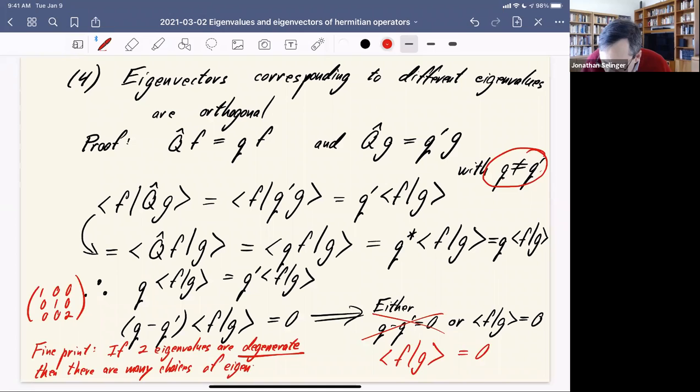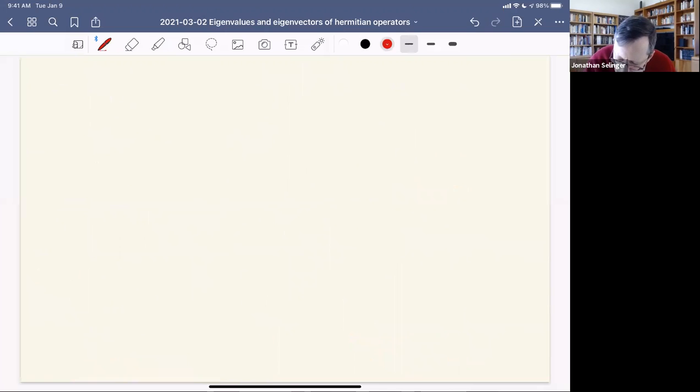Eigenvectors. There are a bunch of different ways you could choose to go, but one of the ways is to keep them orthogonal. So we can choose them to be orthogonal. That's kind of the fine print, but I'm not really going to go into that here. That's a special case. One more general principle to go.